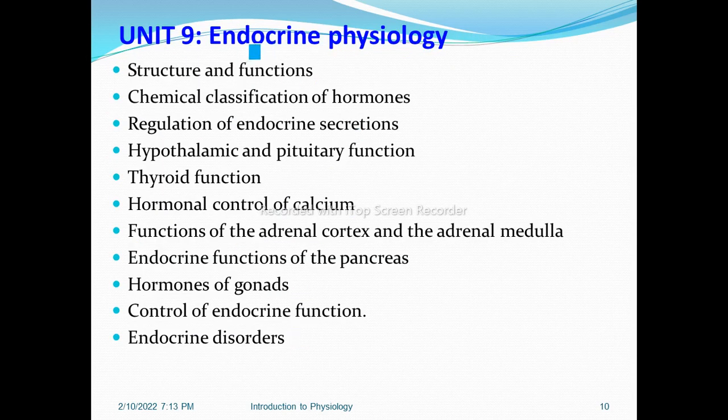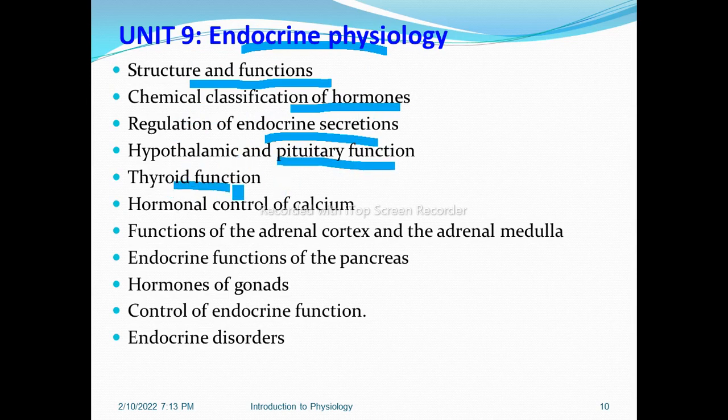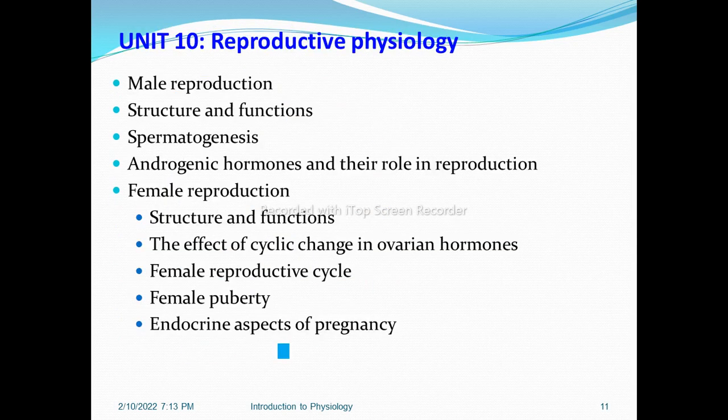And endocrine physiology is chapter 9. Structure and functions of glands will be seen, and chemical classification of hormones, regulation of endocrine secretions, hypothalamic and pituitary function, thyroid function, hormonal control of calcium, function of adrenal cortex and medulla, endocrine function of pancreas, hormones of gonads, control of endocrine function and endocrine disorders will be covered.